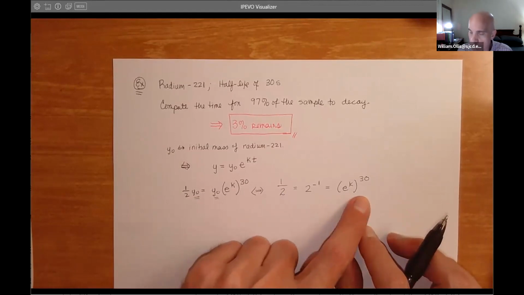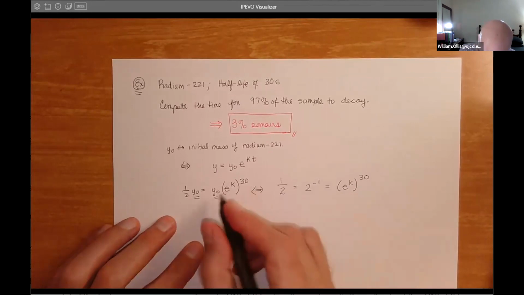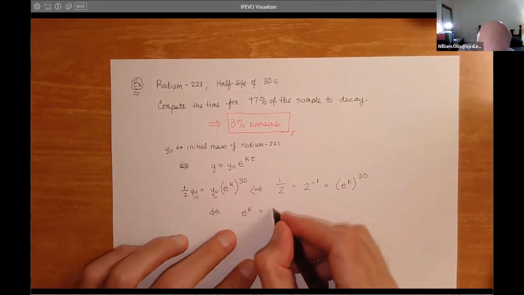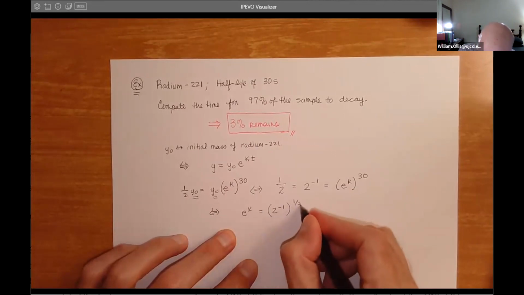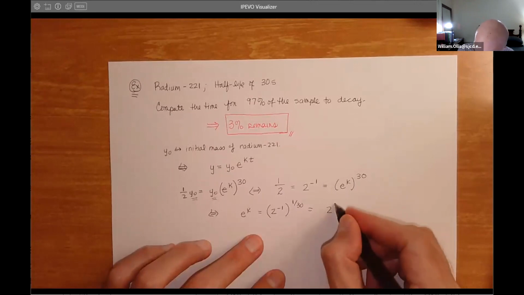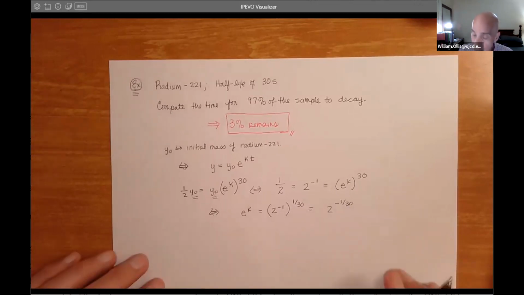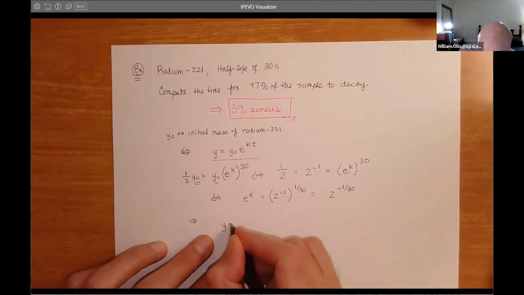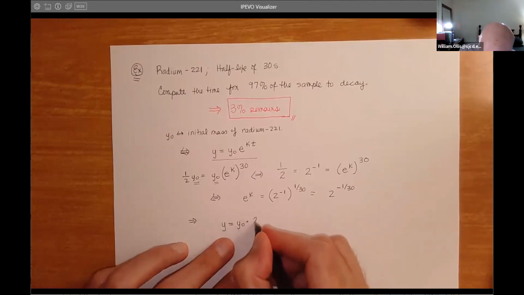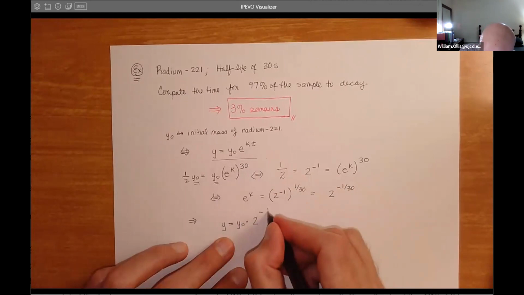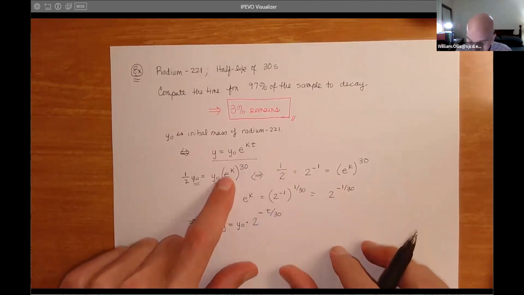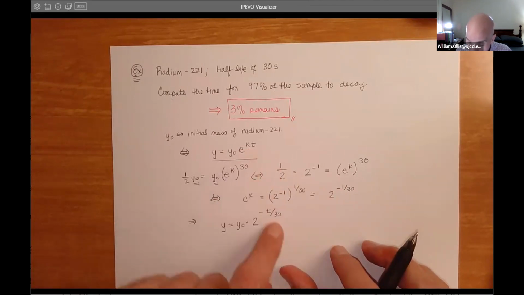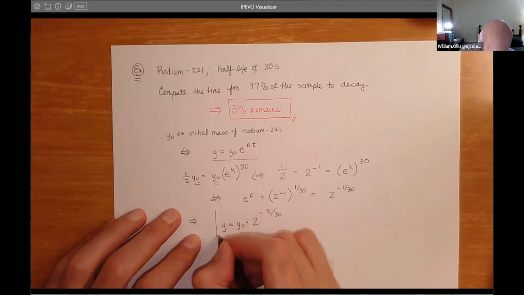Now, in order to solve for e to the k, we just do the 1/30 power of each side. So equivalently, e to the k will equal 2 to the negative 1 raised to the 1/30. And now use the laws of exponents. So this is 2 to the negative 1/30. So that's e to the k. So now we can rewrite our solution curve as y equals y0 times 2 to the negative 1/30, raised to the t power. So when you have the value for e to the k, you just multiply the power, in this case, times t, and that gives you negative t/30. So this gives us a nice, neat equation right here.